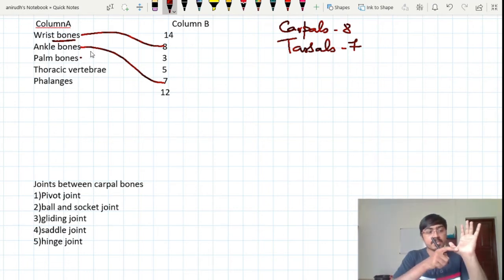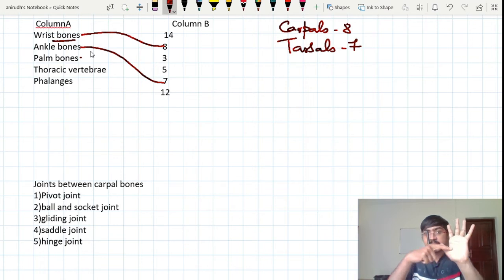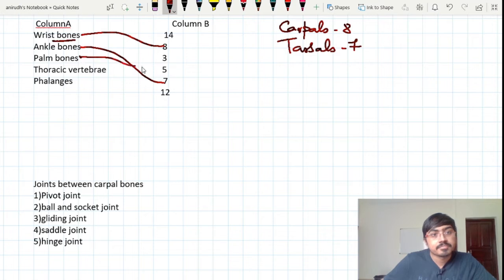Palm bones are the metacarpals. 1, 2, 3, 4, 5. I have 5 fingers, so I have 5 metacarpals in the palm. So this will go to 5.